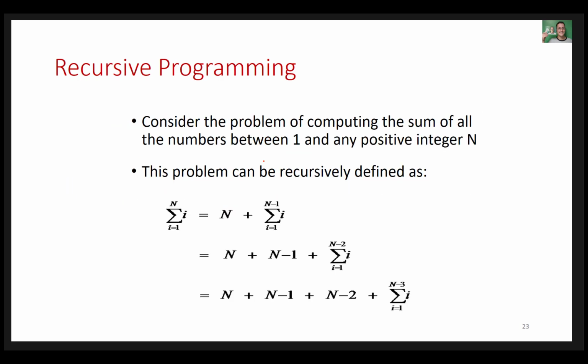So here we consider the problem of computing the sum of all the numbers between 1 and any positive integer n, okay? This problem can be recursively defined as follows: the summation from i equals 1 to n equals n plus the summation from i equals 1 to n minus 1, right? And again, until... what is the base case? What's the base case in this case?